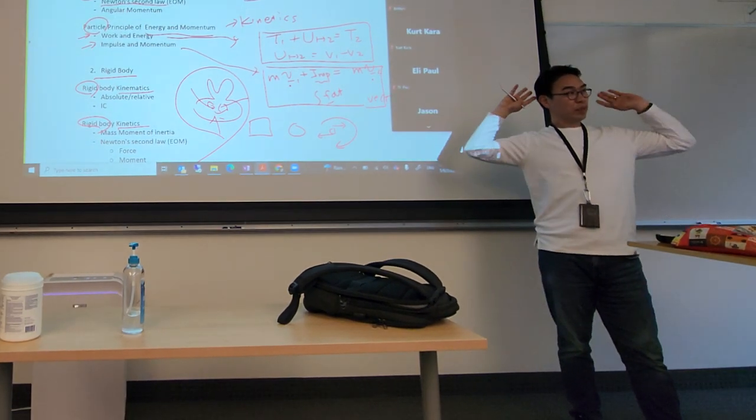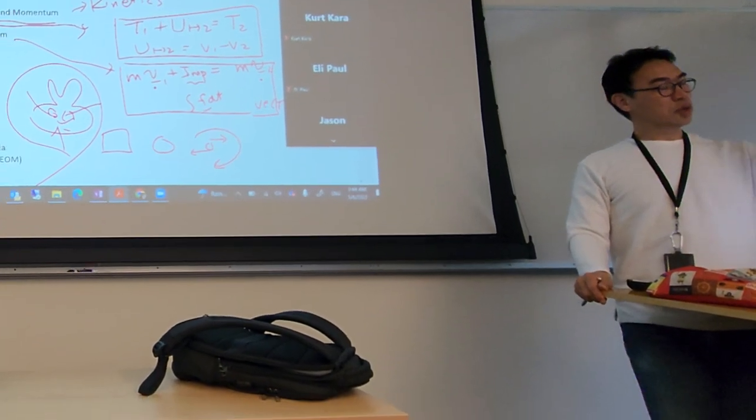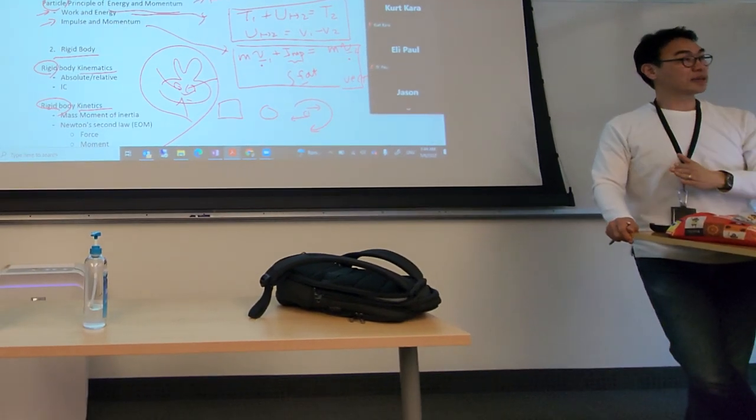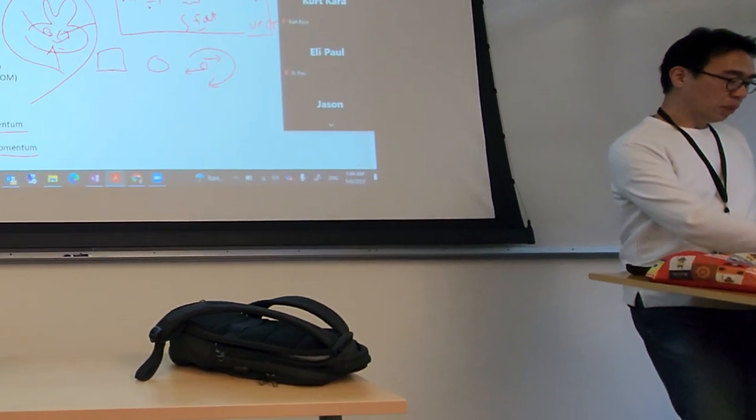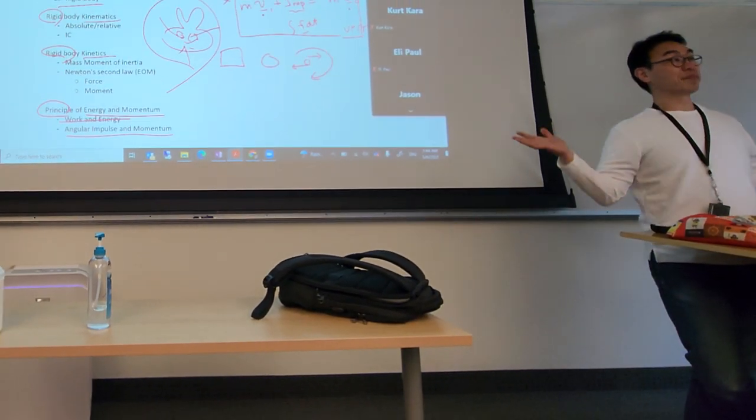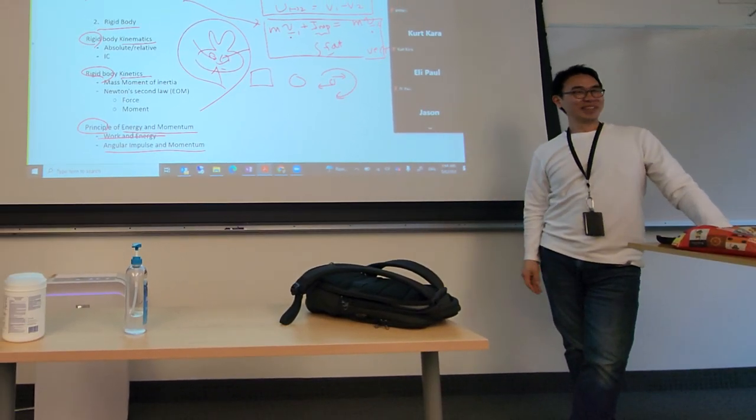So again, shape and size are not important for distinguishing particles from rigid bodies. So far, so good? Okay. If you see the big picture up to here, this is good. This is the whole thing about dynamics. I finished it. Done. Go home.